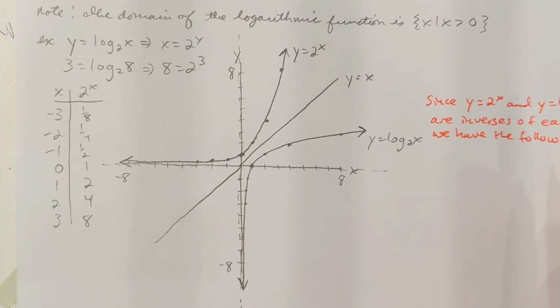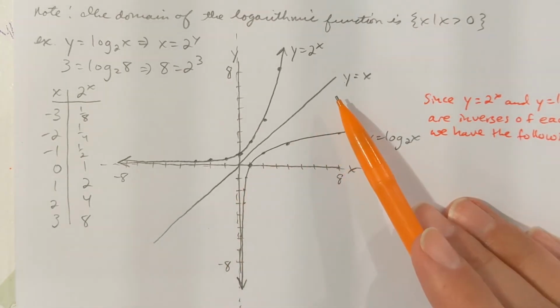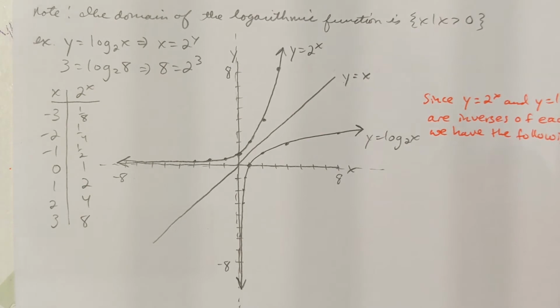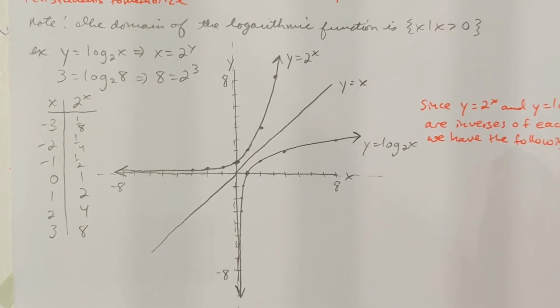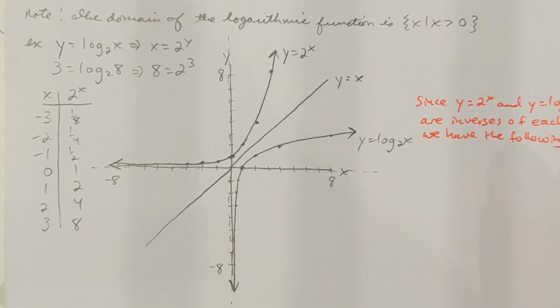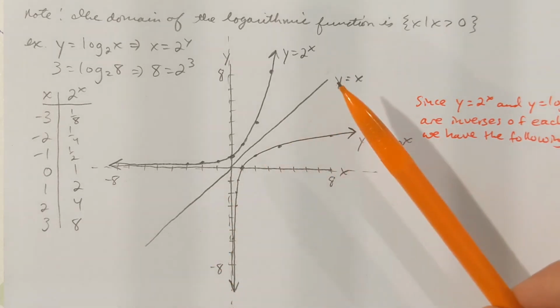A couple of things. First of all, I've got the line y equals x drawn, and I did that on purpose because back when we were talking about inverses, I had mentioned that any function along with its inverse on the same graph are always going to be symmetric about the diagonal line y equals x. That will always happen.